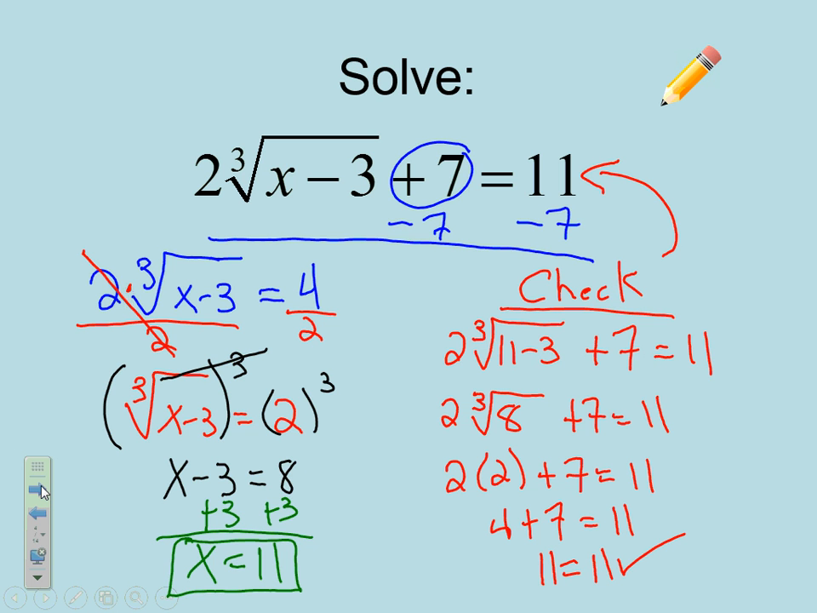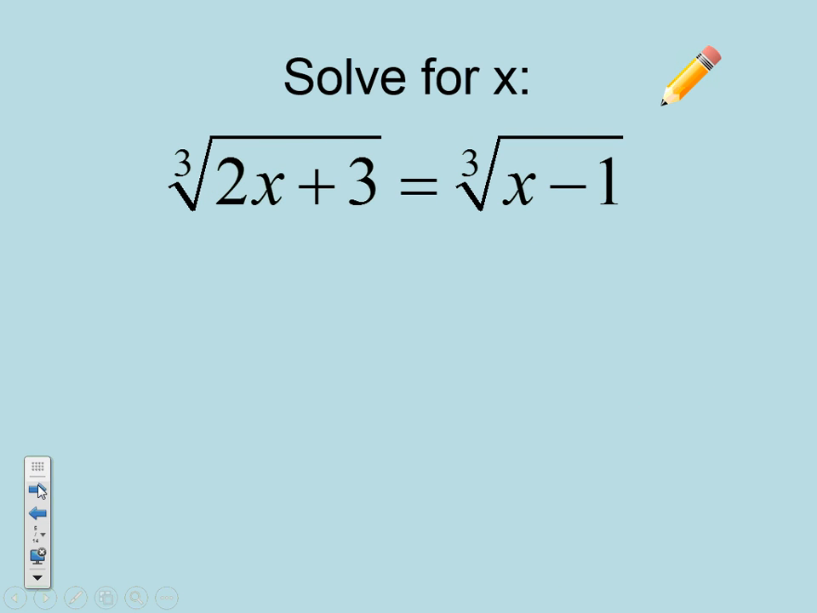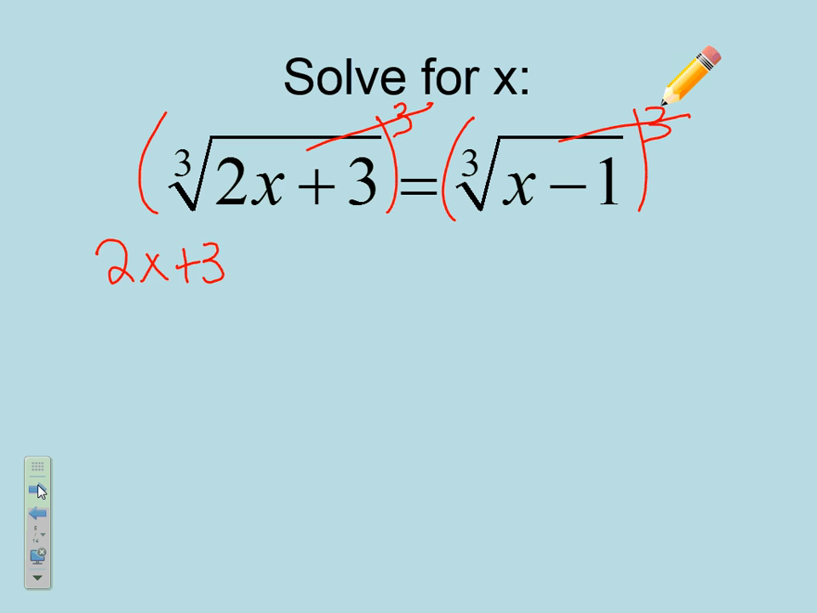So we're moving on to example number 3. Here comes example number 3. Now this one looks a little bit different. If we see we have cube roots on both sides. So in order to get rid of them on both sides, we're going to take both sides and cube them. Now, since both sides have the cube root, they're both going to cancel out for us. So we're going to be left with 2x plus 3 equals x minus 1, and we are going to solve this for x.